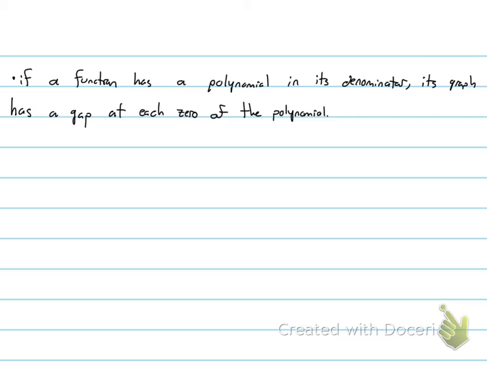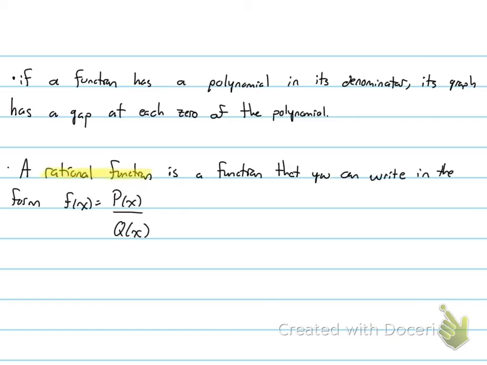And there's a couple different situations that could happen here. A rational function also is a function that you could write in the form f of x equals polynomial p of x over polynomial q of x. Now, here are the different situations where you could possibly have a gap at each zero of a polynomial.